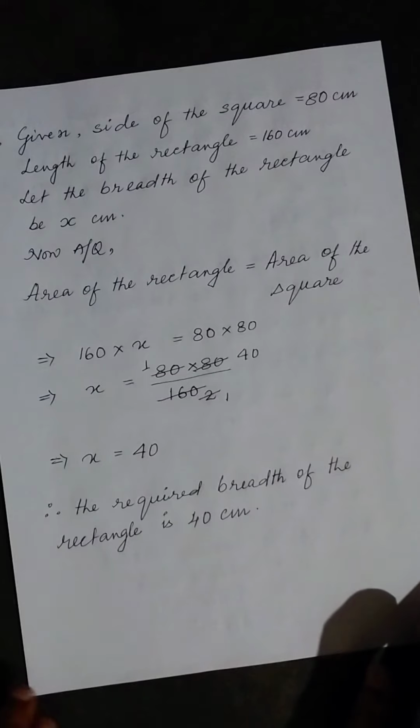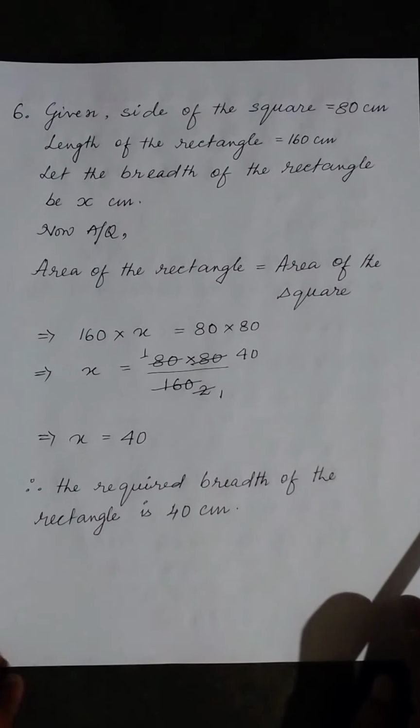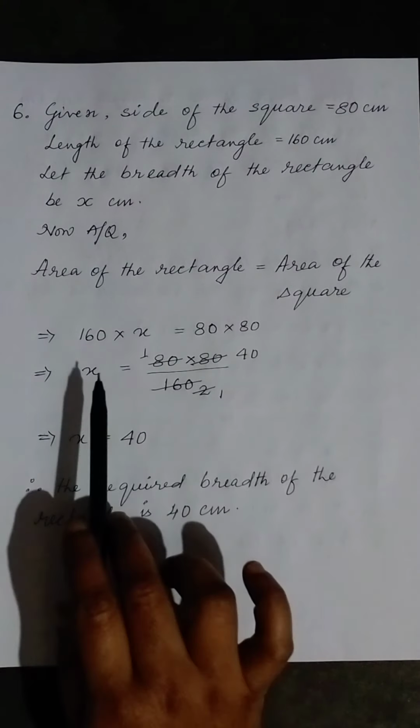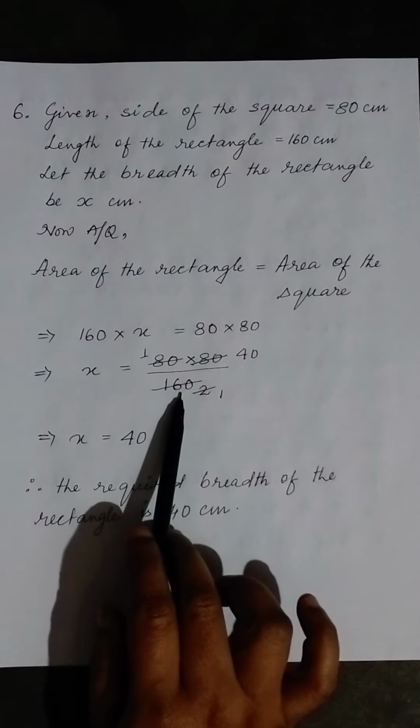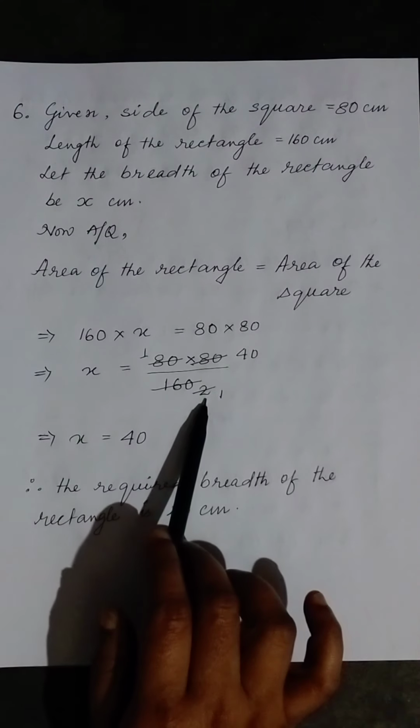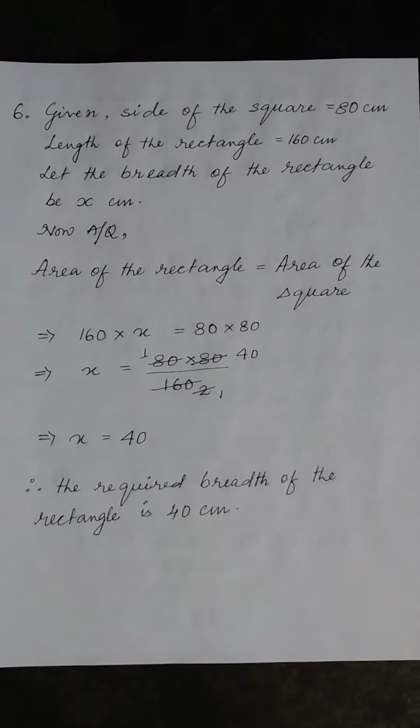Area of a square means what? Area of a square means side into side. So 80 into 80. So x will be equal to 80 into 80 by 160. 80 times 2 is 160, 240 divided by 80. So x equals 40, that is the required breadth of the rectangle, 40 centimeter. Clear? So this is all about your question number 6.